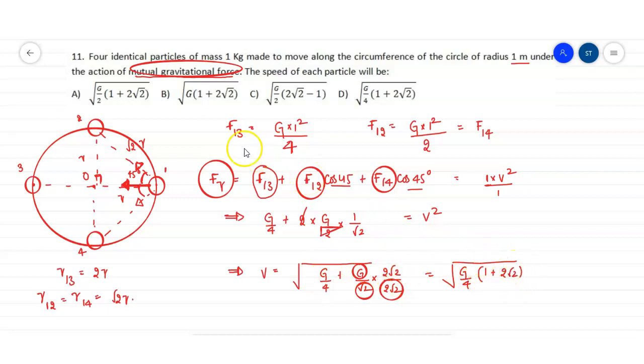Now check for the given options. G by 4 into 1 plus 2 root 2. Option D will be the correct option for the given question. Thank you.